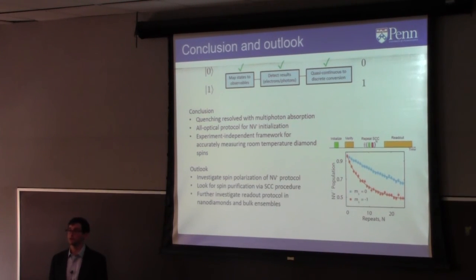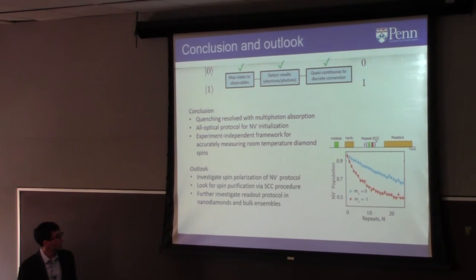You can look in nanodiamonds, where instead of a big 1 by 1 millimeter piece of diamond, you're looking at a 40 nanometer piece of diamond. And bulk ensembles, where instead of one NV, you have hundreds of NVs.